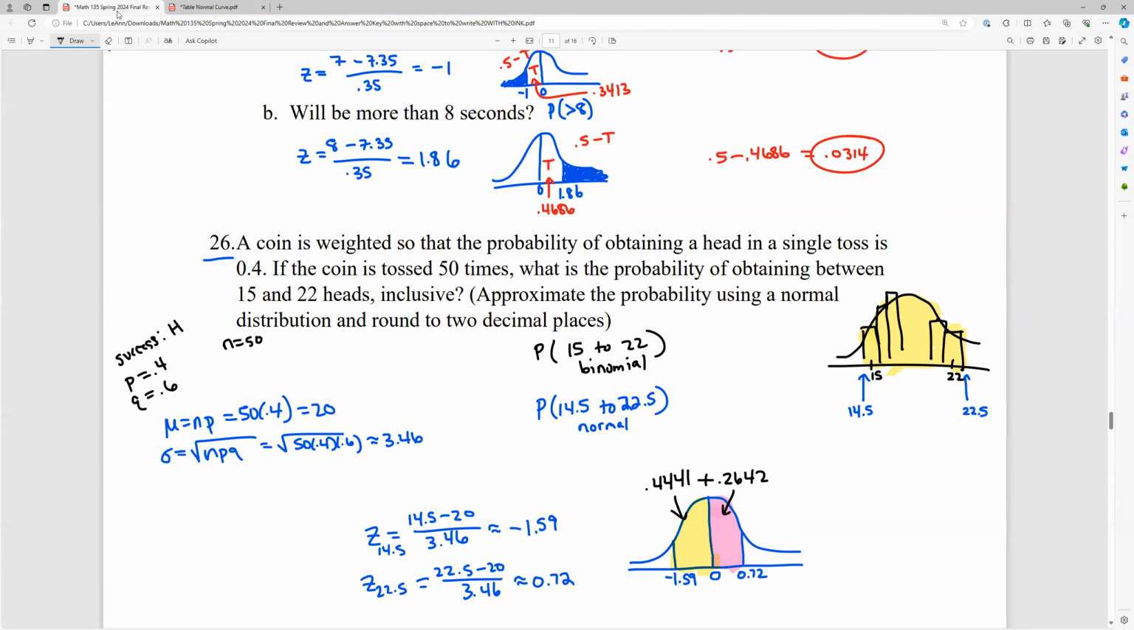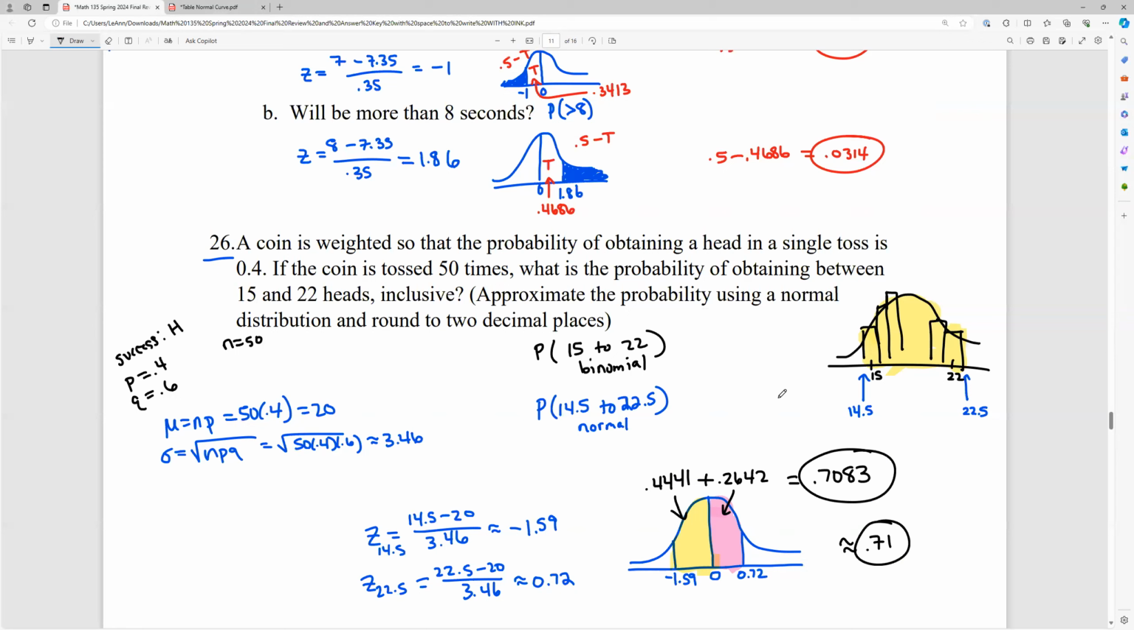We want everything in between, so we add them together. So 0.4441 plus 0.2642, I get 0.7083. Okay, and they did say approximate the probability using a normal distribution and round our final answer to 2 decimal places. So that would be 0.71 if we follow our rounding rules. Okay, so that is how you handle a normal distribution approximation for a binomial setup.